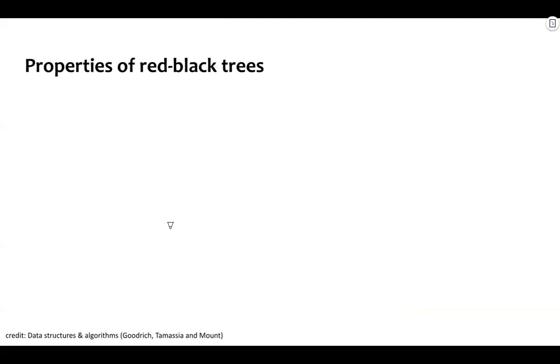Okay. And there are some special properties of red-black trees. The first special property is called the root property. It means that the root should always be black.